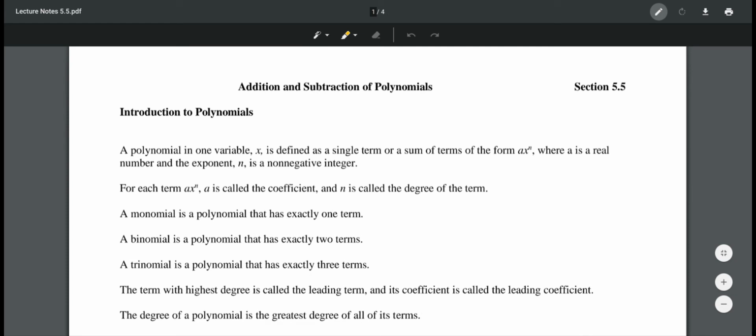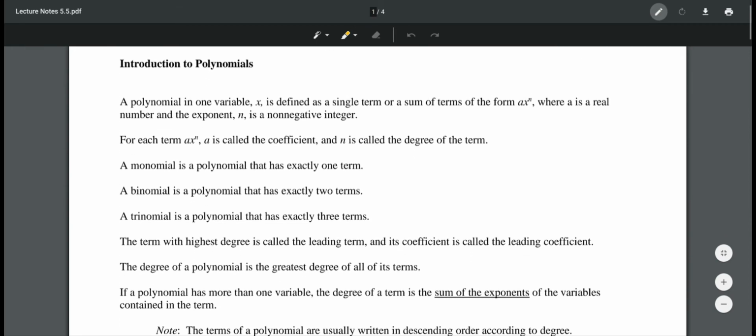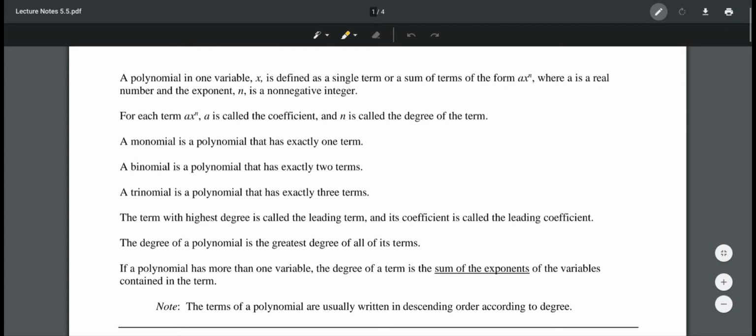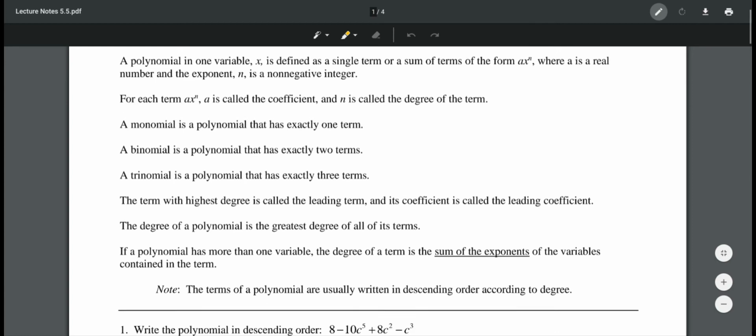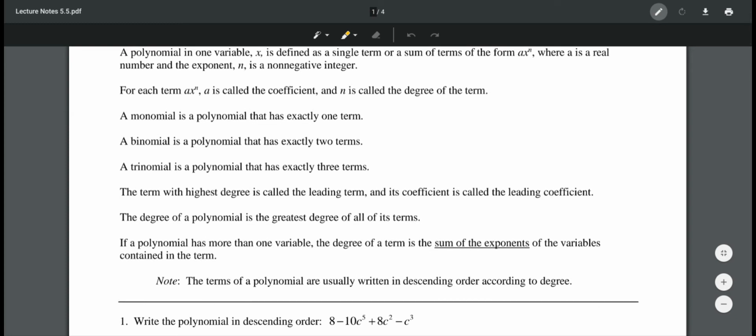Today's topic is adding and subtraction of polynomials. So there are a lot of terms, as you can see on this document, that we are going to talk about. A polynomial in one variable, such as x, is defined as a single term or the sum of the terms in the form a times x to some power, where a is a real number and n is the exponent, which is a non-negative exponent.